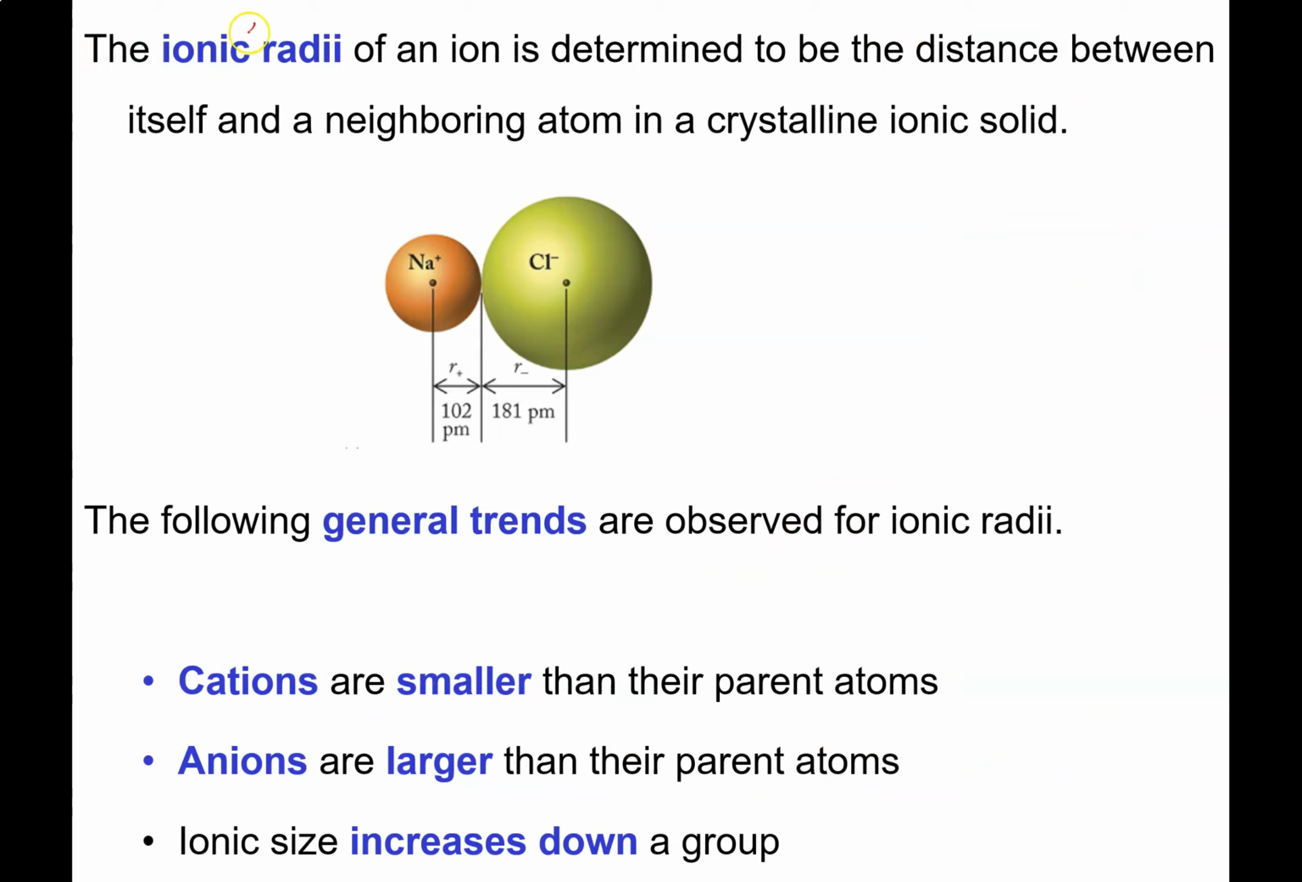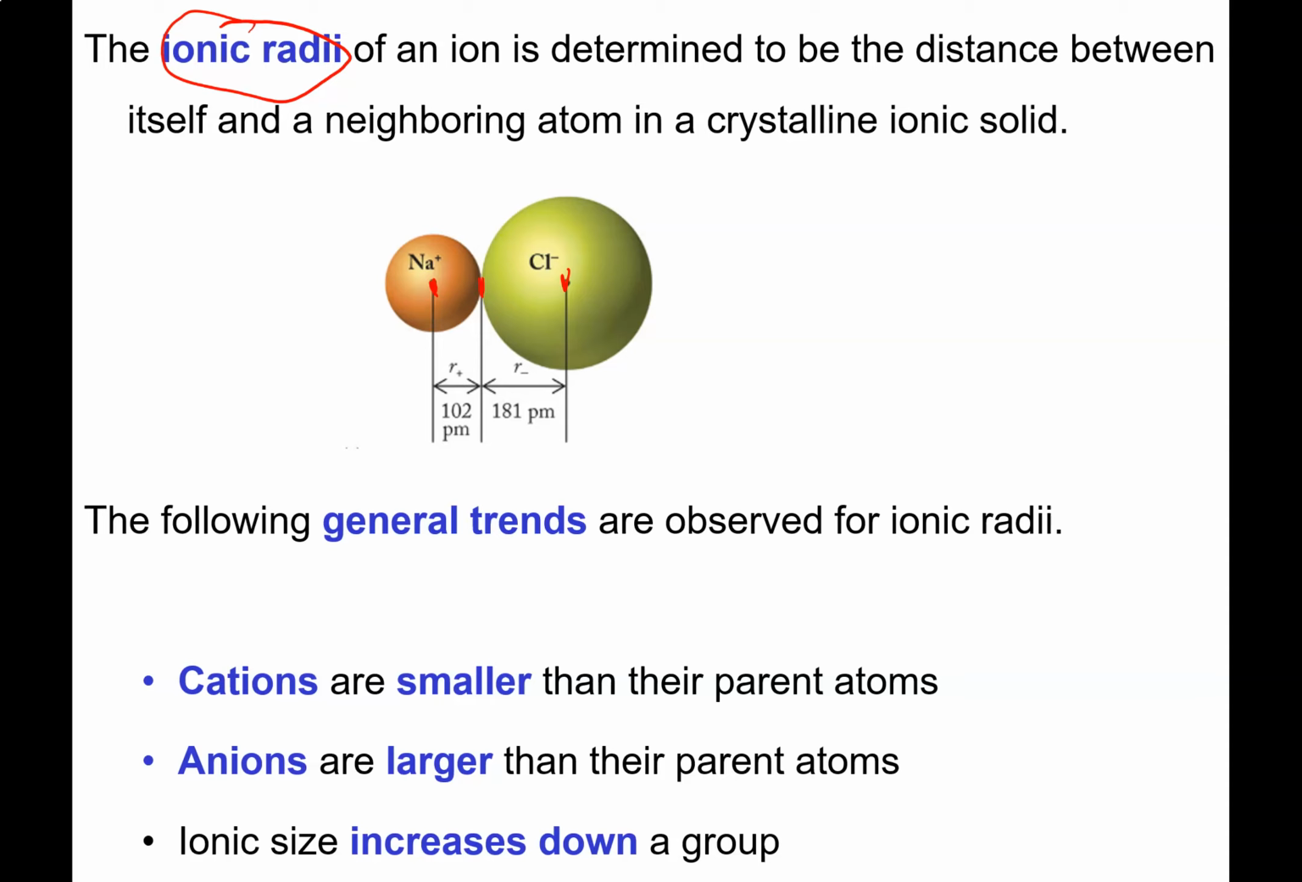Similar to atomic radii is ionic radii, and ionic radii is determined by measuring the distance between one ion and another ion in an ionic crystalline compound. And this is going to be important later on. We're going to be talking a lot about crystalline ionic compounds and their chemical structure.